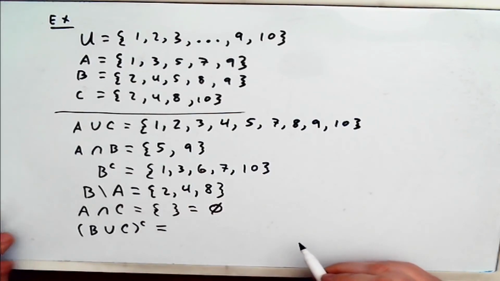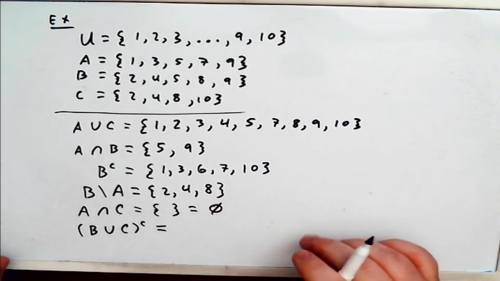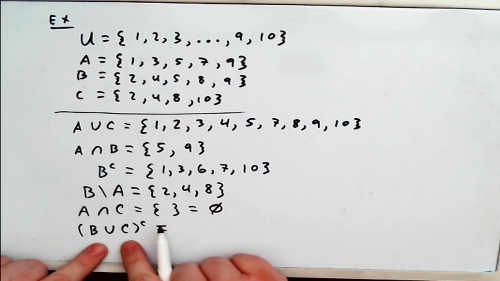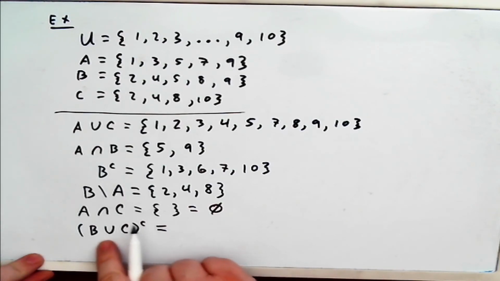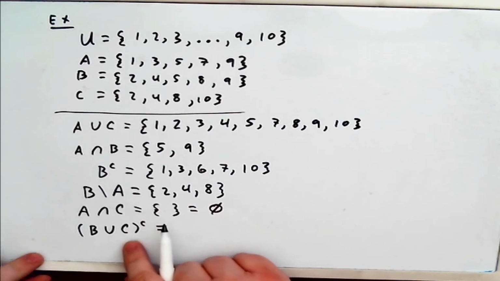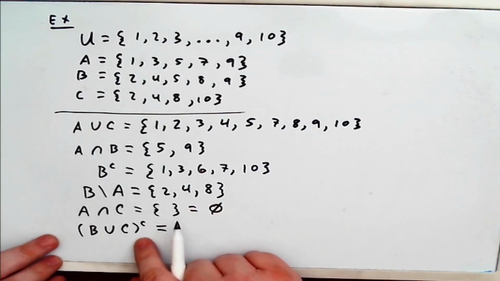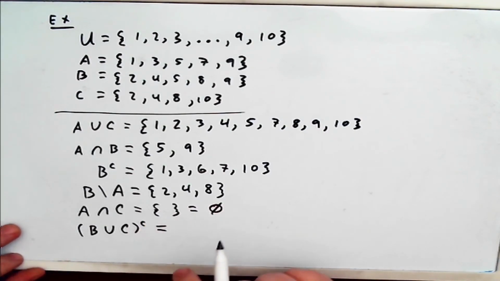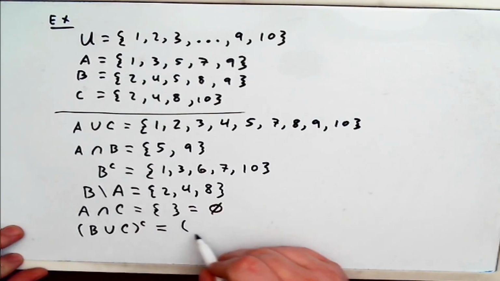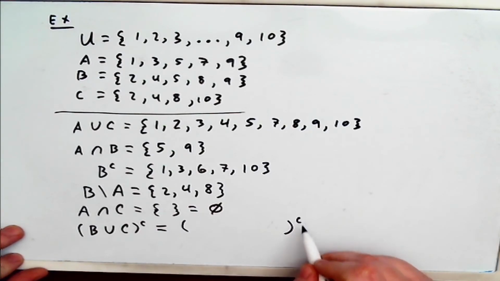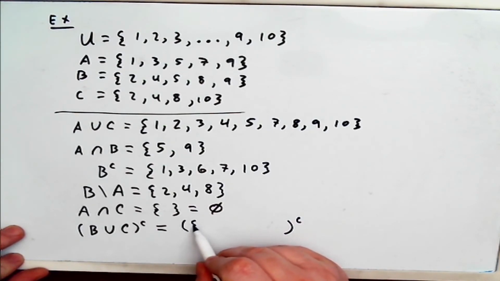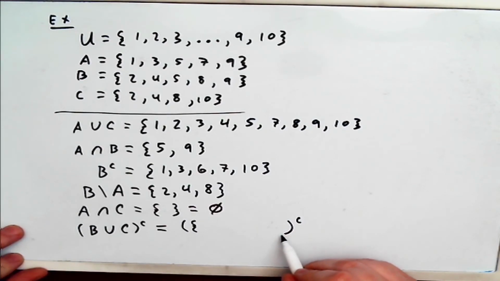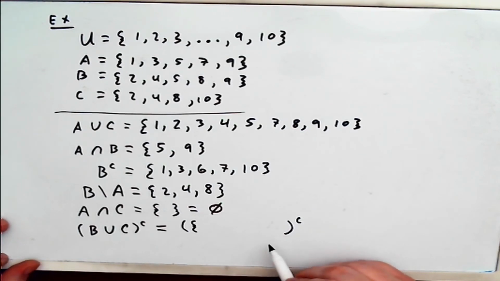Okay, so kind of like order of operations with arithmetic, I'm going to start from the inside of the parentheses, compute the B union C. Once I obtain that set, I want to take the complement of that set. Okay, so working inside parentheses, I want to figure out what is B union C. So inside here, I'm going to put B union C. So that's all the elements in B and all the elements in C, all thrown together.